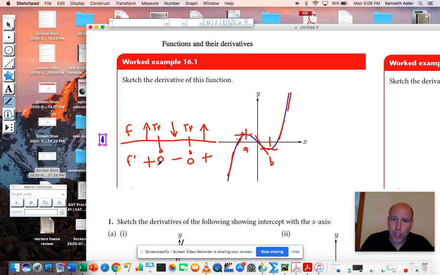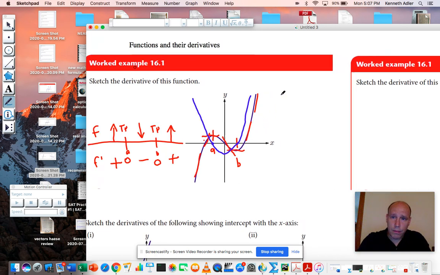Now let's sketch the derivative. Well, we said here it was positive, and then it reached 0. Now from A to B, the function is decreasing, therefore the derivative is negative. What happens at B? It goes back to 0, and then from B to infinity, because the function is increasing, the derivative has positive values.